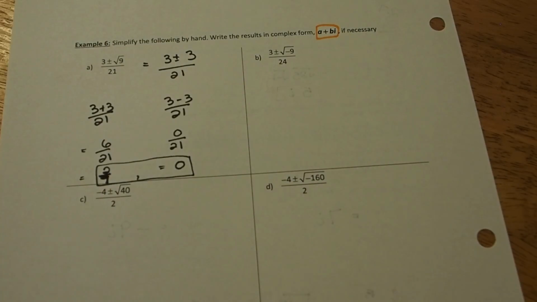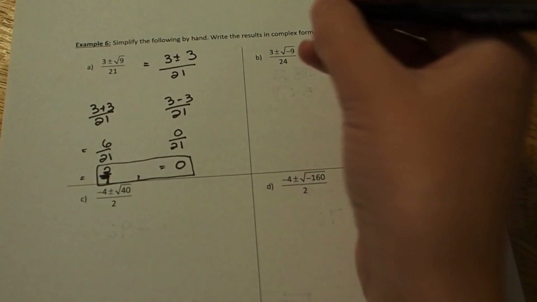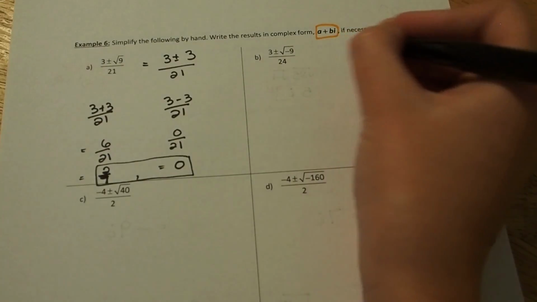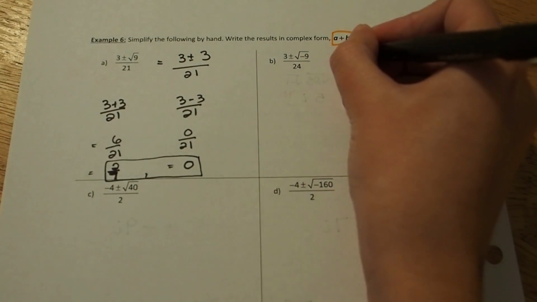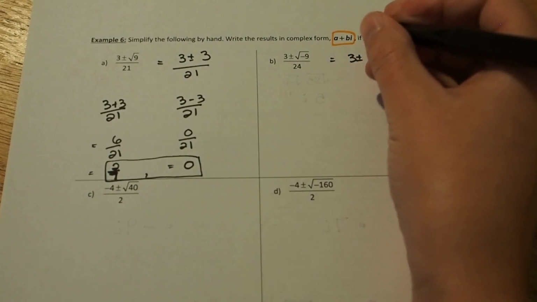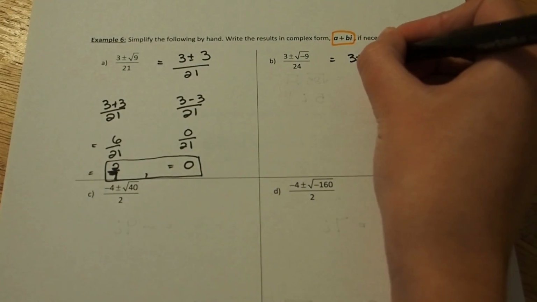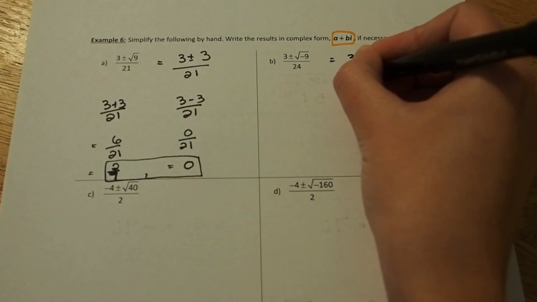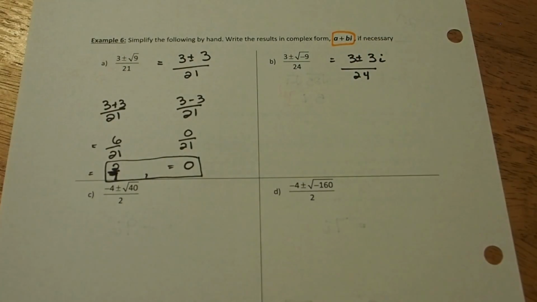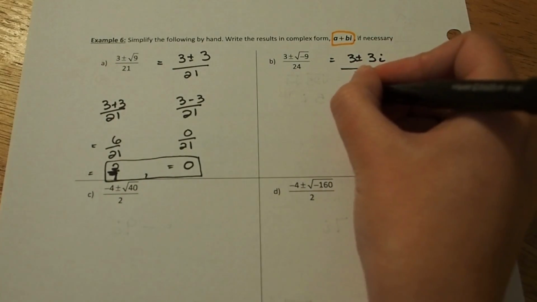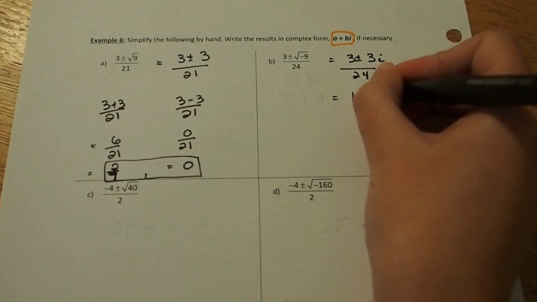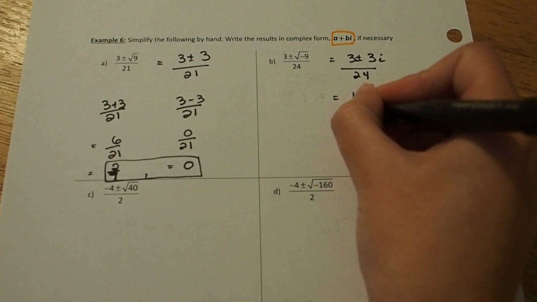The next one is similar, except that they're going to be imaginary because there's a negative value inside the radical. So this one is going to be 3 plus or minus the square root of negative 9, which is not just 3, but 3i, over the 24. Now, this one can be reduced because you can divide 3, 3, and 24 all by 3. That would give you 1 plus or minus i over 8.